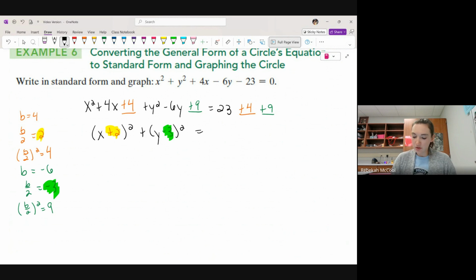Well, now this is equal to 23 plus 4 is 27, plus another 9 is 36. And now we have it in standard form. We're not going to graph, but we can at least figure out what our center and radius are. So for the center, again, we're going to use the opposite sign. It's x plus 2, so our x coordinate is actually going to be -2. And it's y minus 3, so our y coordinate is going to be +3. This is equal to our r squared. So r squared is 36, which means we have to take the square root to get our r value of 6.